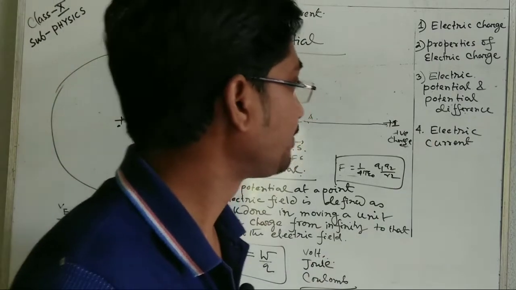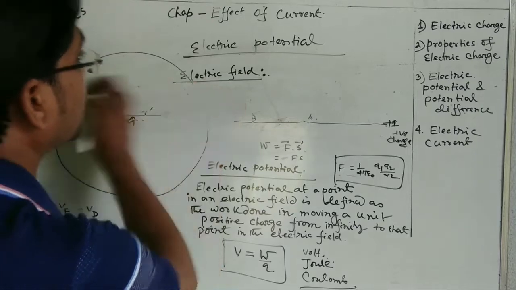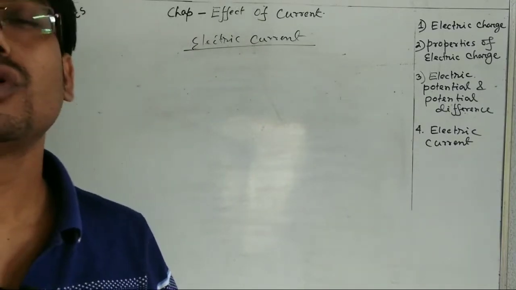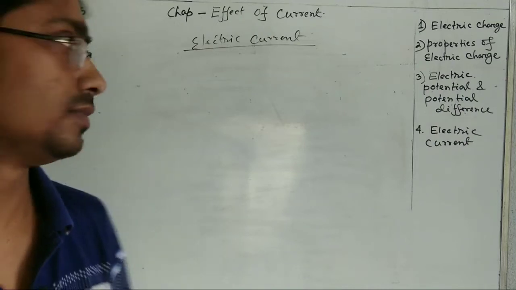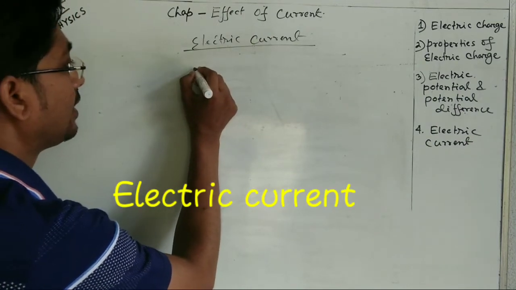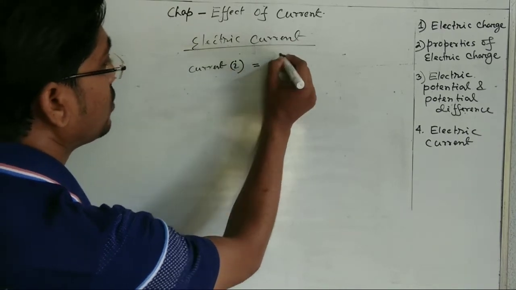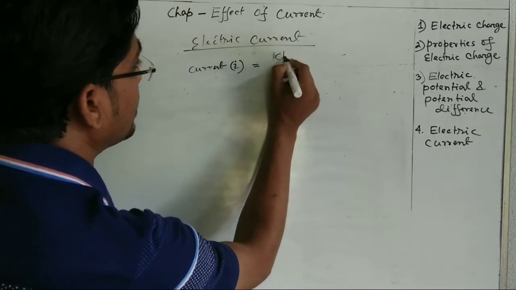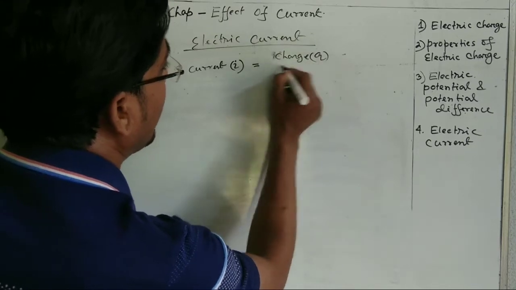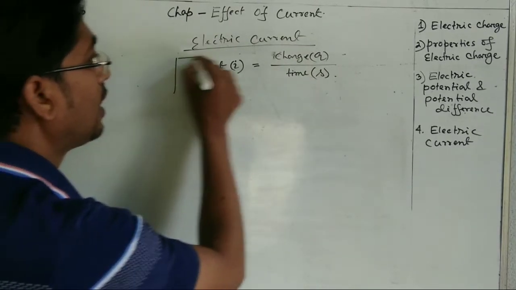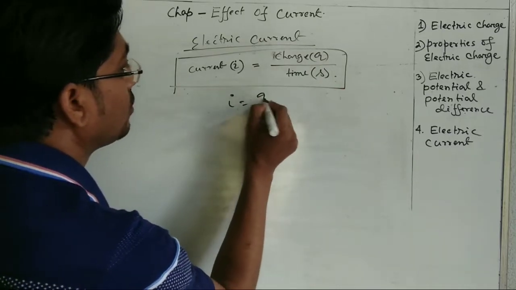Now go to the electric current. You know, electric current is nothing but the flow of electric charge per unit time. So electric current can be defined as I is equal to charge, that is Q, electric charge, and time, that is in seconds. So this is the formula, I is equal to Q by T.